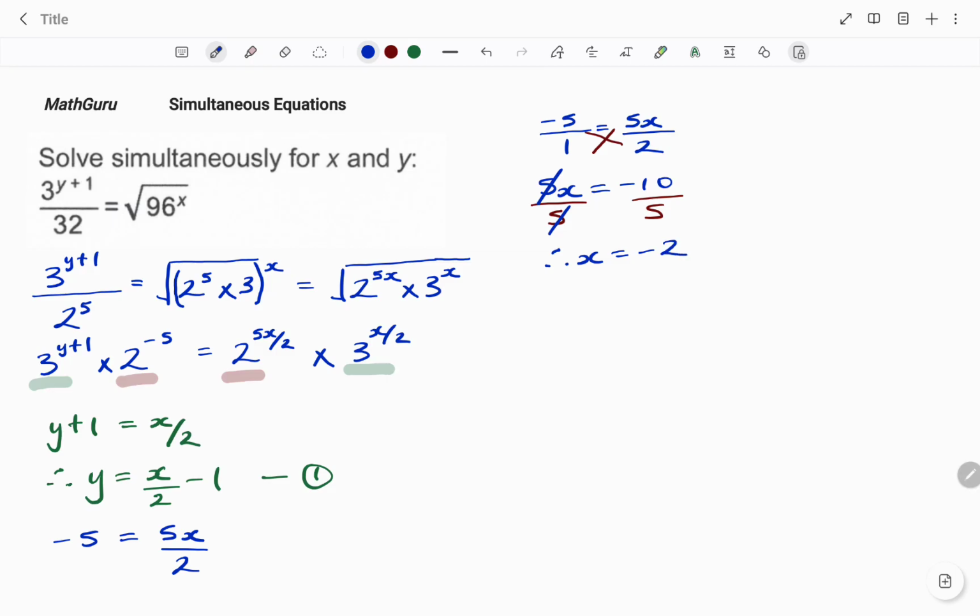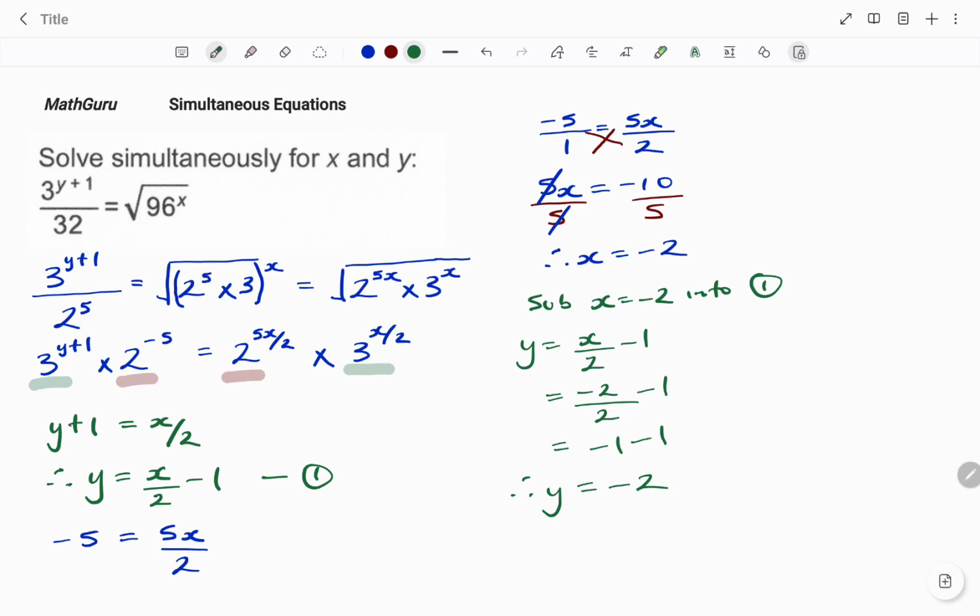Because I have the value of x, I'm going to substitute x equals negative 2 into equation 1. Equation 1 says y equals x over 2 minus 1. So therefore, replacing x with negative 2, I have negative 2 divided by 2 minus 1. That's negative 1 minus 1. Therefore, the value of y equals negative 2. So I've been able to solve simultaneously the value of x and for the value of y.